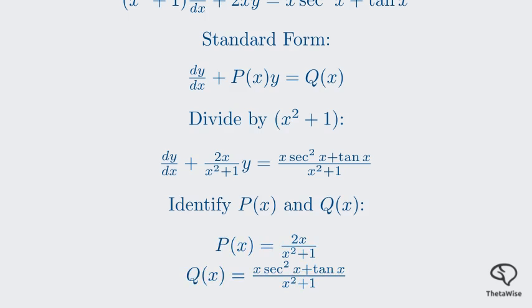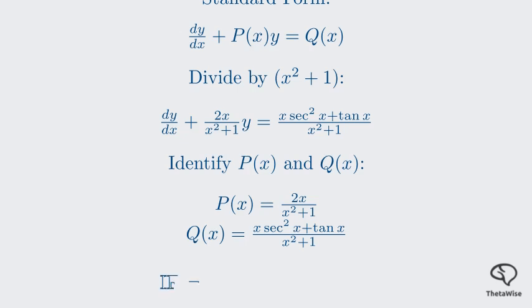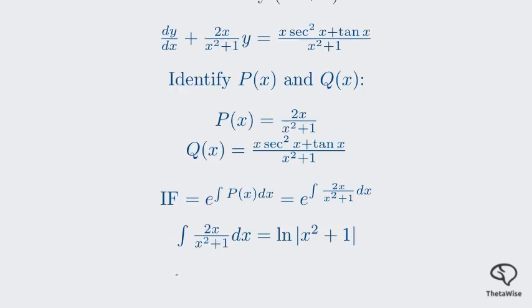Step 2. Integrating factor. Now we calculate the integrating factor. IF equals e to the integral of p of x dx. We need to integrate 2x over x squared plus 1. This is a standard integral form, f prime over f, whose integral is ln of the absolute value of f. Here the derivative of the denominator, 2x, is exactly the numerator. So the integral is ln of the absolute value of x squared plus 1. Since x squared plus 1 is always positive, we can drop the absolute value. This gives us e to the power of ln of x squared plus 1, which simplifies to just x squared plus 1. Our integrating factor is x squared plus 1.